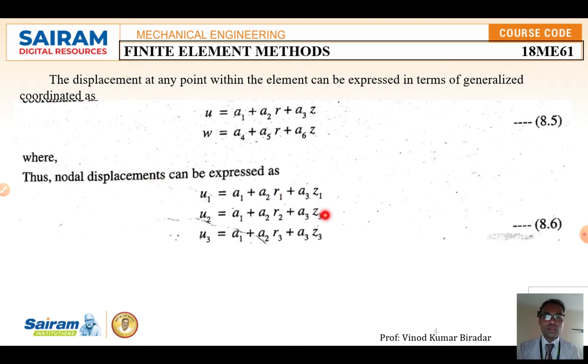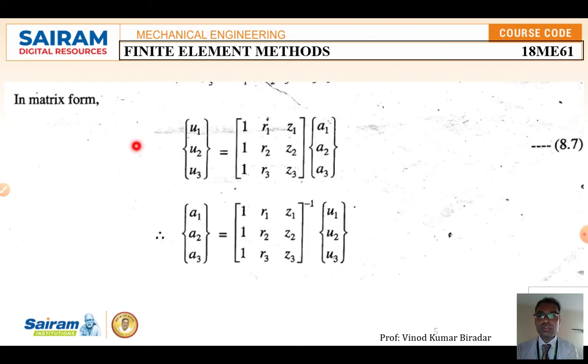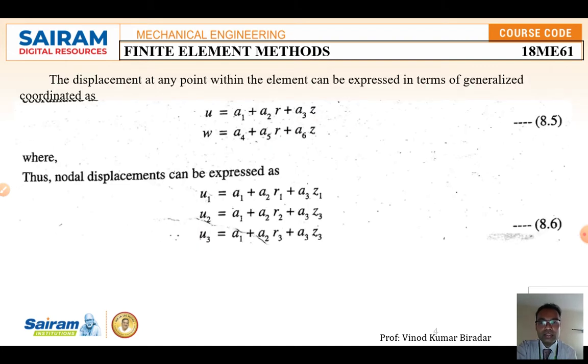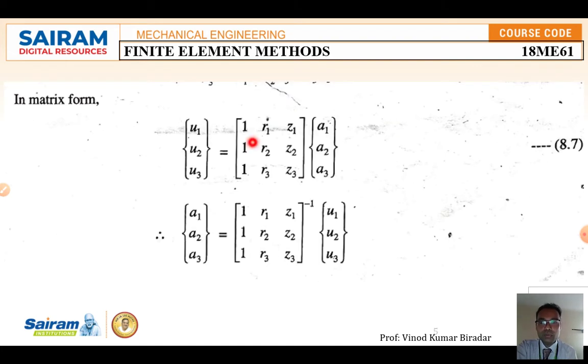That is u1 u2 u3. If you write the matrix form, you get u1 u2 u3 is equal to the matrix 1 r1 z1, 1 r2 z2, 1 r3 z3, times a1 a2 a3. Here our aim is to find a1 a2 a3, which are called the generalized coordinate system. While solving the problem you need to calculate these by applying the boundary conditions. So a1 a2 a3 are the generalized coordinates and you need to calculate those. Hence the value of a1 a2 a3 is obtained in the transpose form.